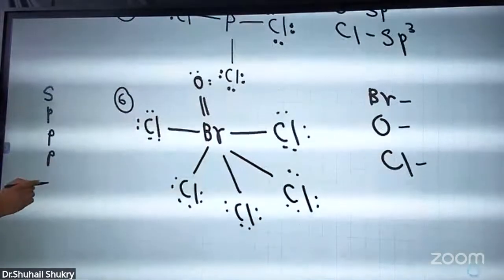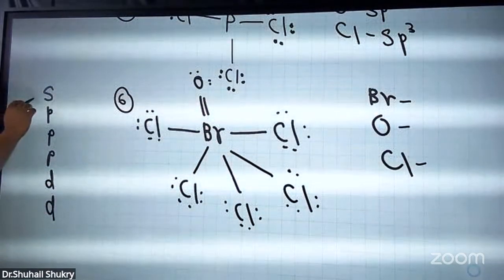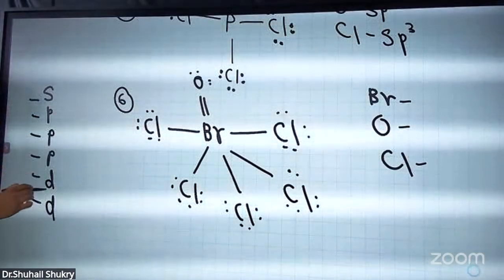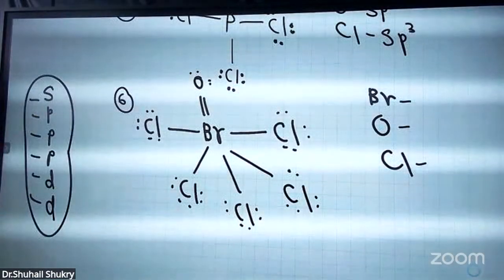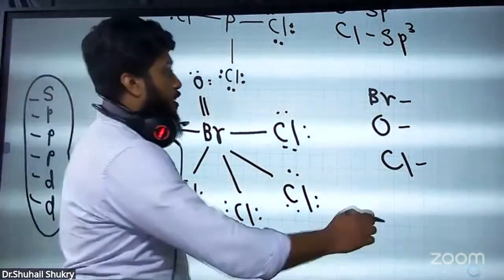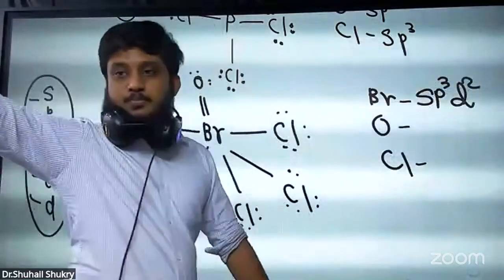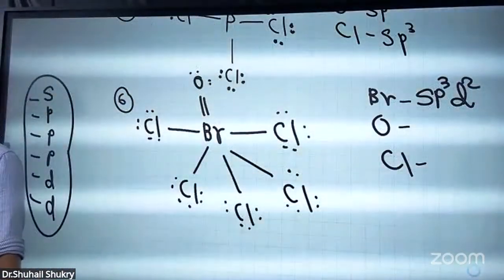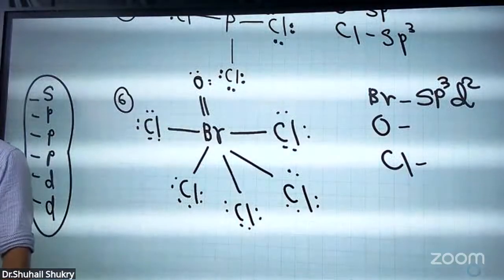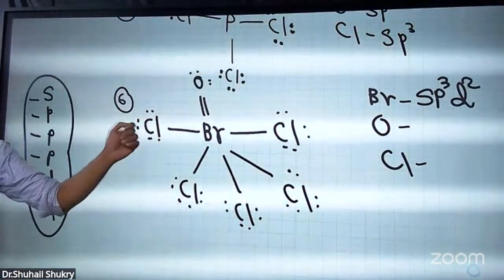Then how many d's should I involve for this? I have to involve 2 d's. Then only I get altogether 6: 1, 2, 3, 4, 5, 6. Then what is the hybridization of this Br? sp3d2. Who wrote this correctly? sp3d2. Well done. Did you understand hybridization? Are you okay? Right. Next, oxygen.